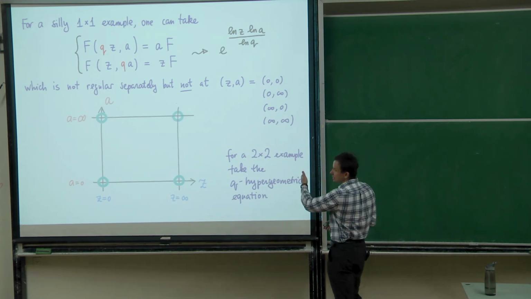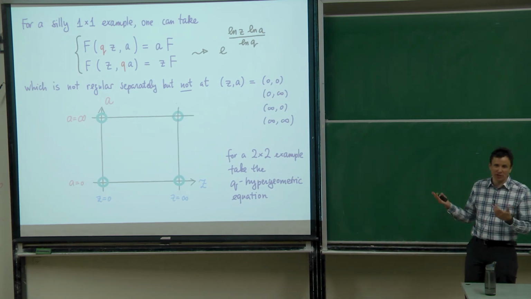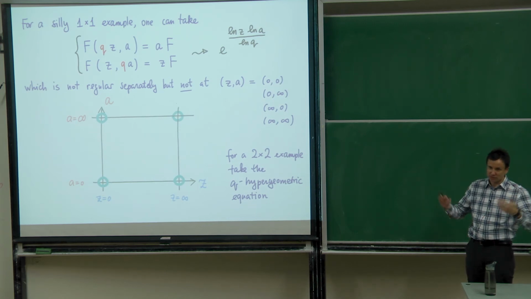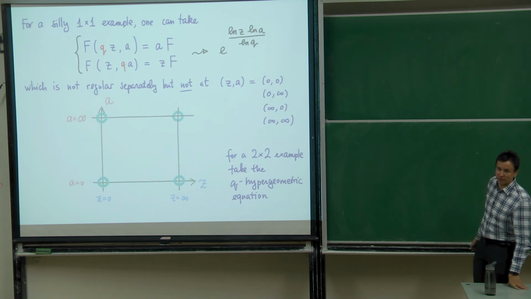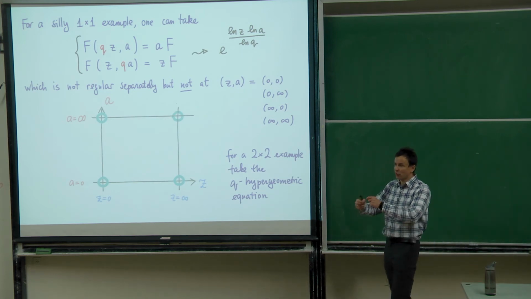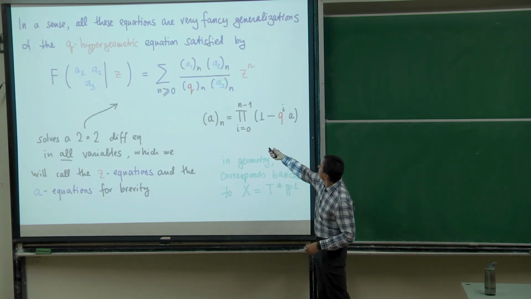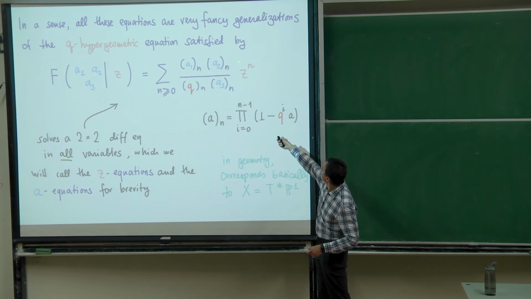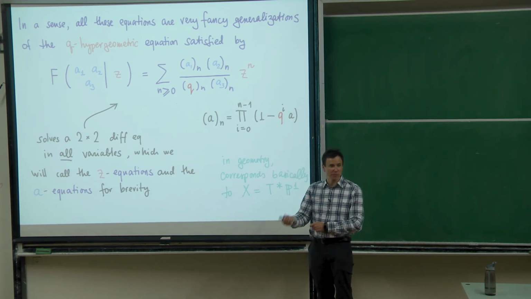And similarly, it's true for a more interesting 2 by 2 example: take the Q hypergeometric equation. The function I wrote is one solution, but then there's another solution. Since it's a 2 by 2 equation, another solution will have this kind of prefactor in it. So you see here you have a variable in the denominator. This is holomorphic in Z, but in this variable it will be only meromorphic, and I cannot find a solution that will be holomorphic in both Z and A.